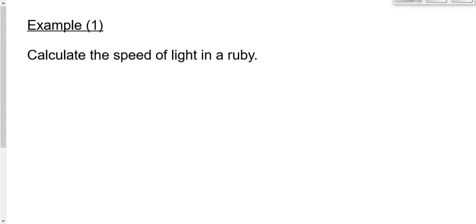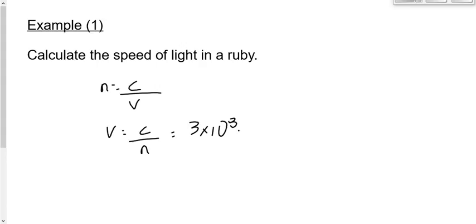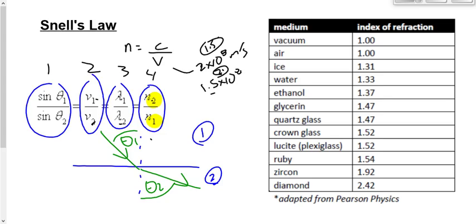Okay, I want to do 2 examples, and hopefully we have time to do both of these before we take off here. First example, what's the speed of light in a ruby? Well, the easiest way to do this is just to say n is equal to c over v. v is equal to c over n. c is 3 times 10 to the 8 meters per second. The index of refraction for ruby is given to us back here. It's 1.54.